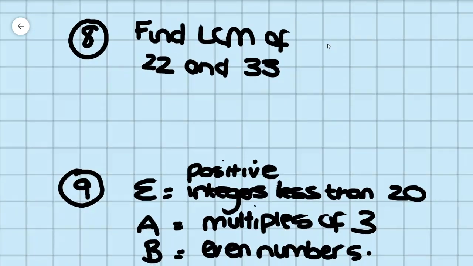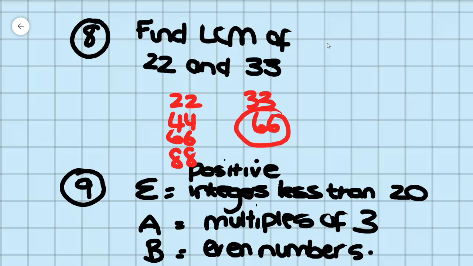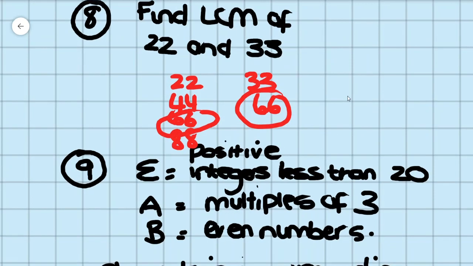Nice lowest common multiple problem there. So lowest common multiple of 22 and 33. I don't need to worry about Venn diagrams or prime factor trees, because if I list my 22 times table, I don't need to go very far. I list my 33 times table. I notice that actually 66 is in both, so the lowest common multiple of those terms is 66.